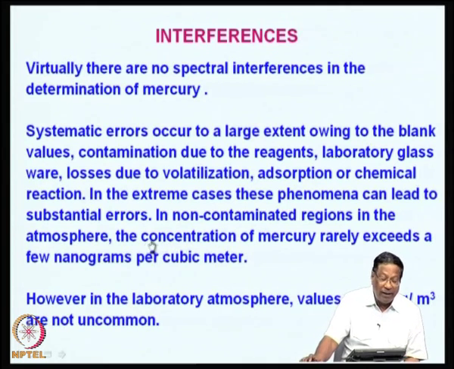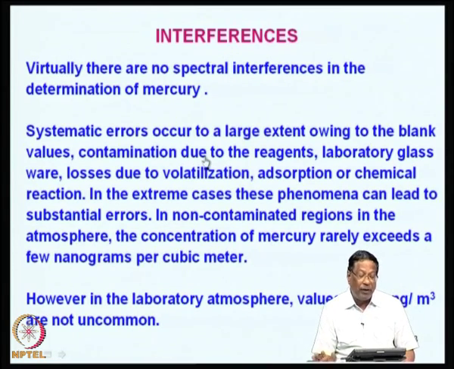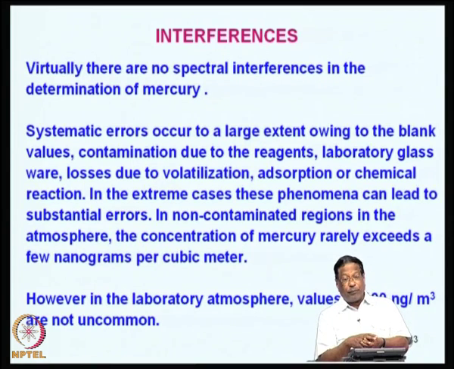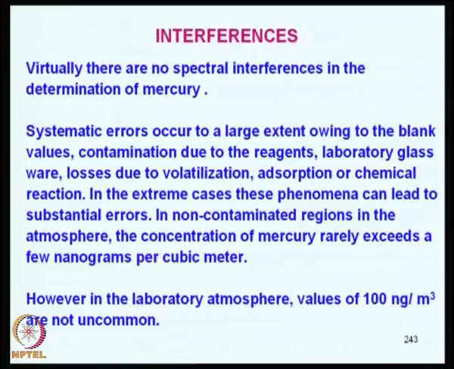So, in non-contaminated regions in the atmosphere, the concentration of mercury rarely exceeds a few nanograms per cubic meter. This is a very interesting thought, because in the environment the concentration of mercury is only a few nanograms. Suppose you want to measure mercury in the atmosphere about 5 kilometer height over the equator, then the concentration of mercury is directly measurable if you are able to reach that height and sample a small quantity of the air. You do not have to do any additional work to bring it to the lab and then treat it. All you got to do is be at that height, collect an air sample and simply pass it through a mercury cold vapor cell, that is it.